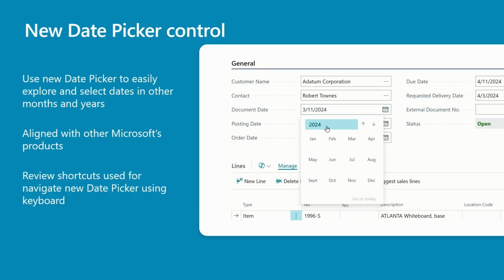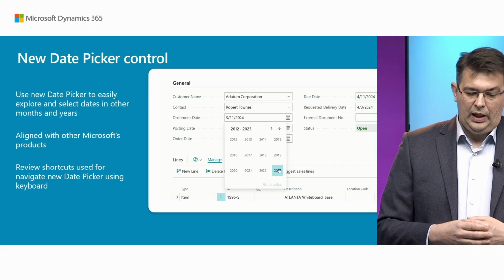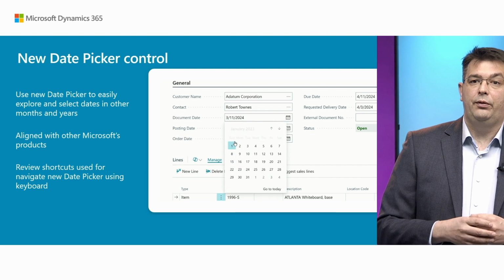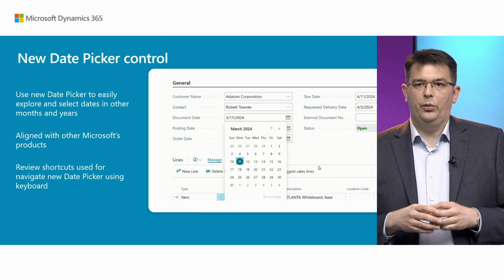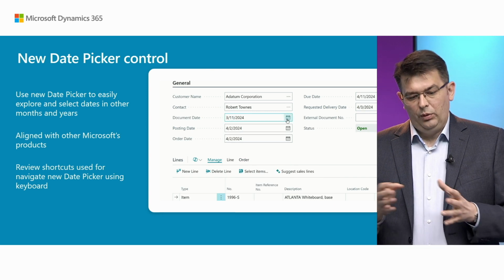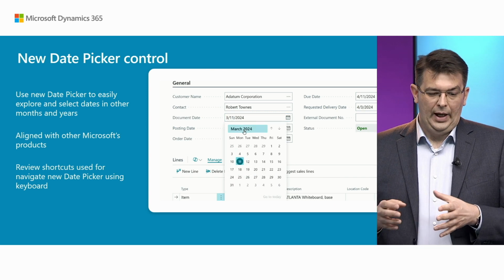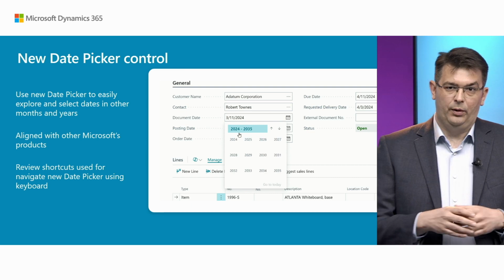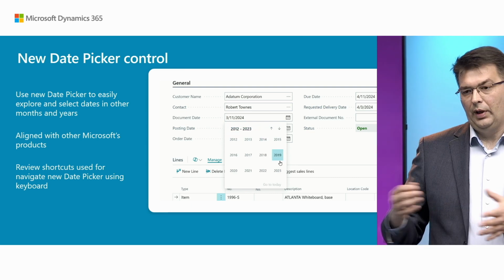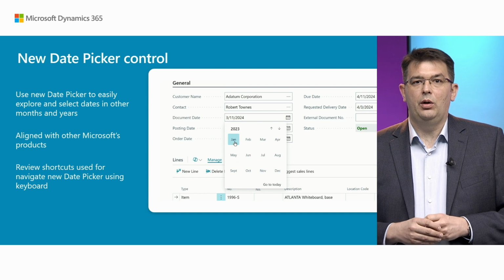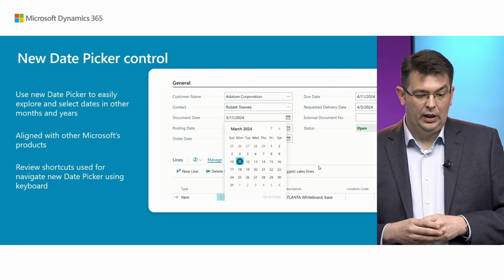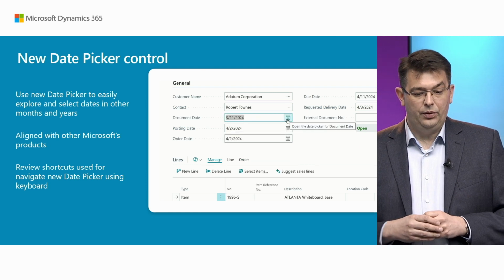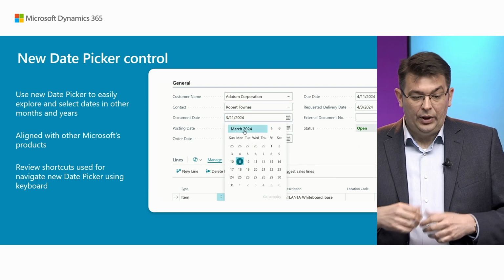Another new thing that was added in 2024 Release Wave 1 is a new date picker control. We got a lot of feedback that with the old date picker control, sometimes it was very difficult, especially if you needed to explore and find dates that were far in the past or far in the future. And we know there are scenarios when these things are needed. So hence we've introduced a new date picker control.